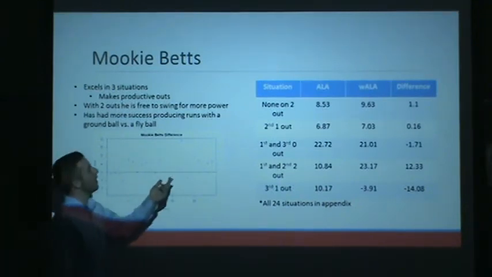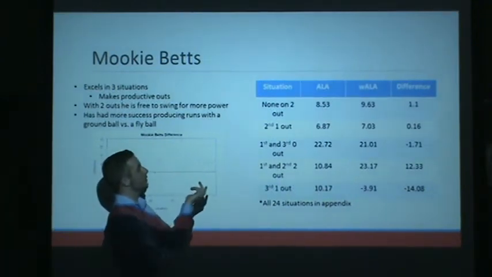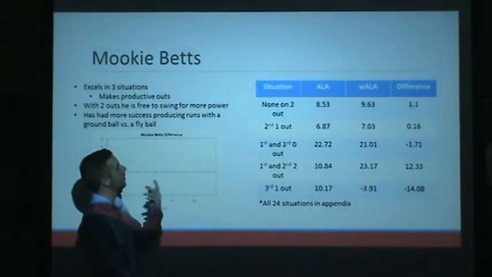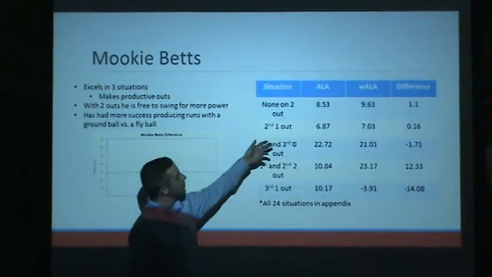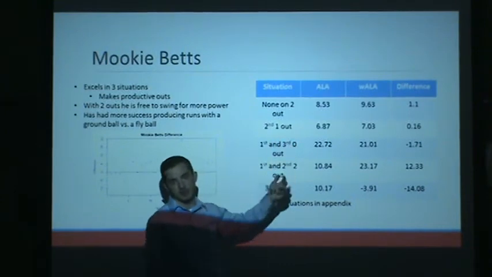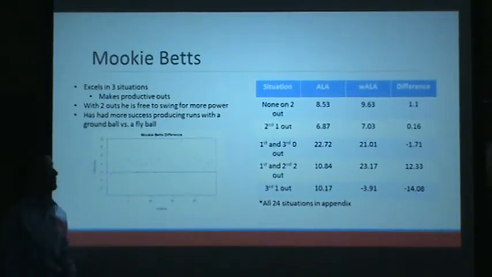So with no one on and 2 outs, Mookie Betts doesn't hit a ton of home runs. With no one on and 2 outs, he got the most hits and the most productive at bats hitting it at about a 10-degree angle, which is a line drive effectively. So like a line drive single. So these are just some of the interesting situations.